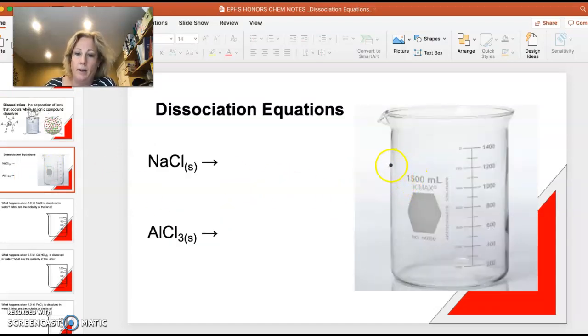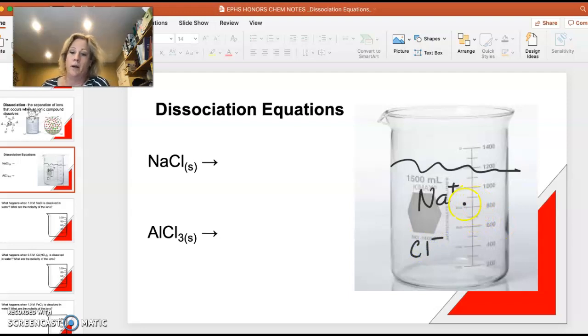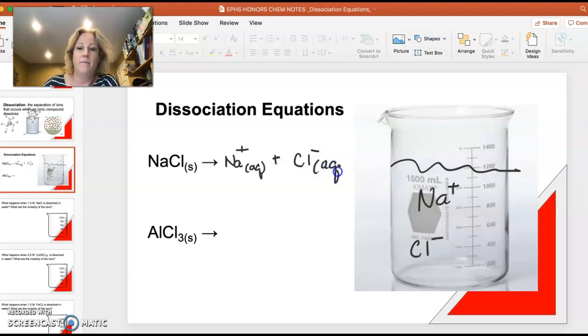So if I were to put them in a beaker, I'm going to have just those sodium ions, just those chloride ions in water. So the way that I can write that as an equation is to show the solid, when I add it to water, and I'm going to put AQ here to show that, then I'm going to get those ions, and I'm going to put AQ just to show that that is only if they're in water. And there's one of each because of the formula being in a 1-to-1 ratio.